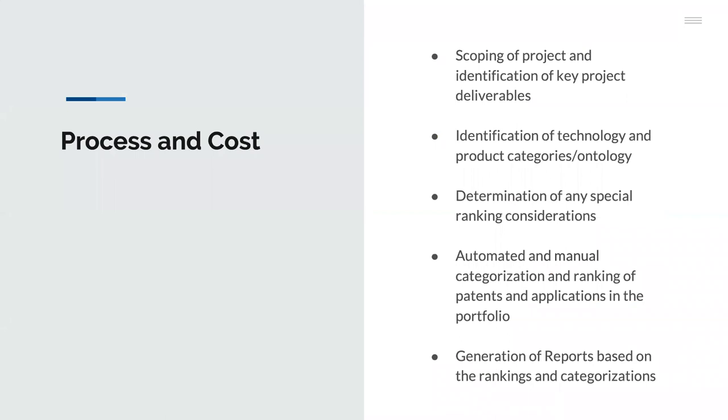For example, one of the variable costs is how much manual review by an attorney is going to be needed. If the project is going to be primarily driven by automated analytics, then the cost will be generally lower. But if the project includes a substantial amount of manual review by attorney of the patents, then the cost will, of course, rise. So the cost is generally going to be dependent on the project's scope. And I think the next slide will help with that.